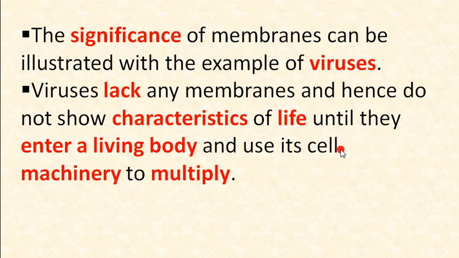Which cell machinery? For example, when a virus enters a living body, such as a human, it will use the cell machinery of that body for its multiplication. That is why we call it a connecting link between living and non-living. So the best example of the virus is given for the life characteristic of the membrane.